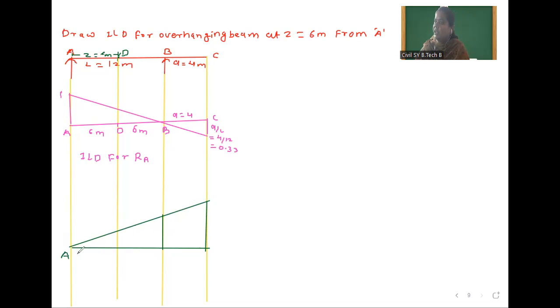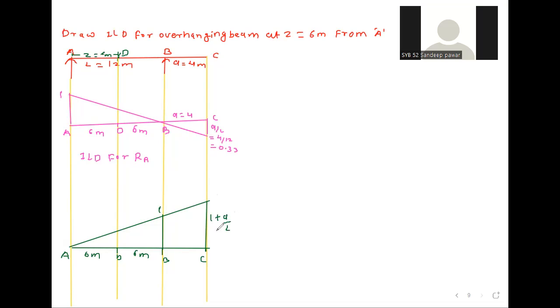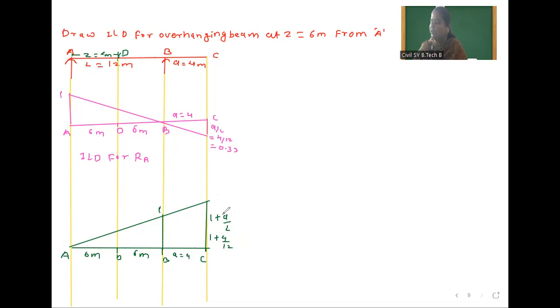Then we will write the points here. A, this distance is 6 meter. This is the D point. This distance is 6 meter. This is B point and this is C point. Here one value is there and this distance is how much? This distance is 1 plus a by L. So 1 plus 4 by 12, because a is equal to 4 meter and L is equal to 12 meter, which is 1.33. So this is the ILD for RB.